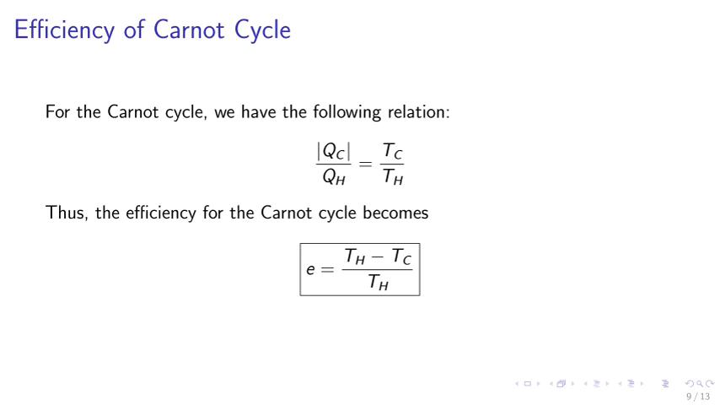Efficiency of the Carnot cycle. For the Carnot cycle, we have the following relation: QC over QH equals TC over TH. Thus, the efficiency of the Carnot cycle becomes E equals TH minus TC over TH.